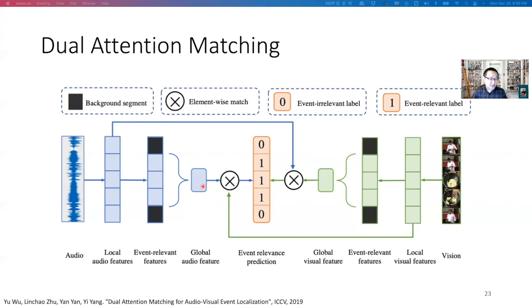With the global audio feature, we can compute the matching scores between this global feature and each visual segment. In this way, we can predict a vector which represents the event relevance. Similarly, given the visual information, we can extract segment features, do self-attention, and mean pooling to get a feature vector to find the relevance score over the long audio segments.